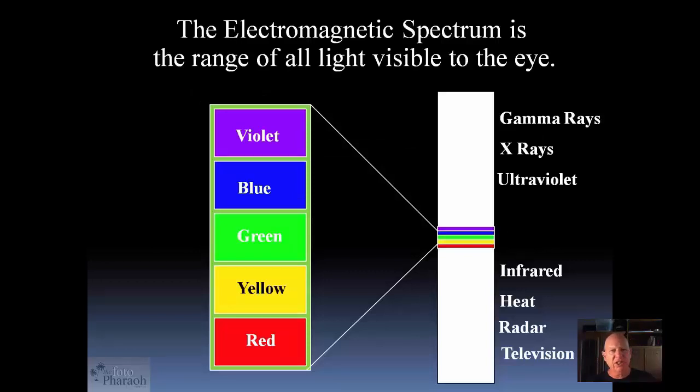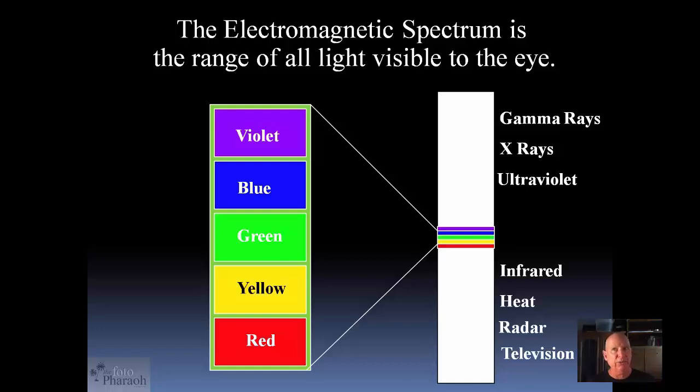So first of all, let's look at the electromagnetic spectrum. This is the culmination of all visible light you can see. Now, light, as I'm sure you learned in 8th grade physics class or 8th grade science, comes in light waves.